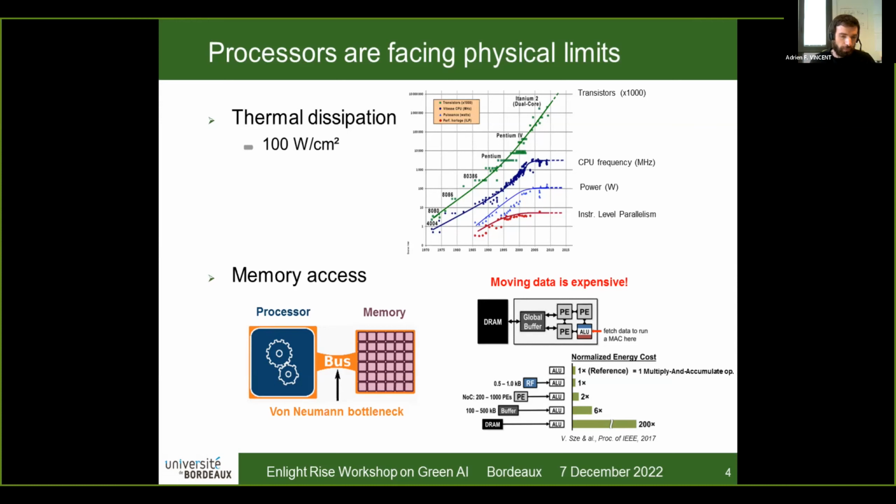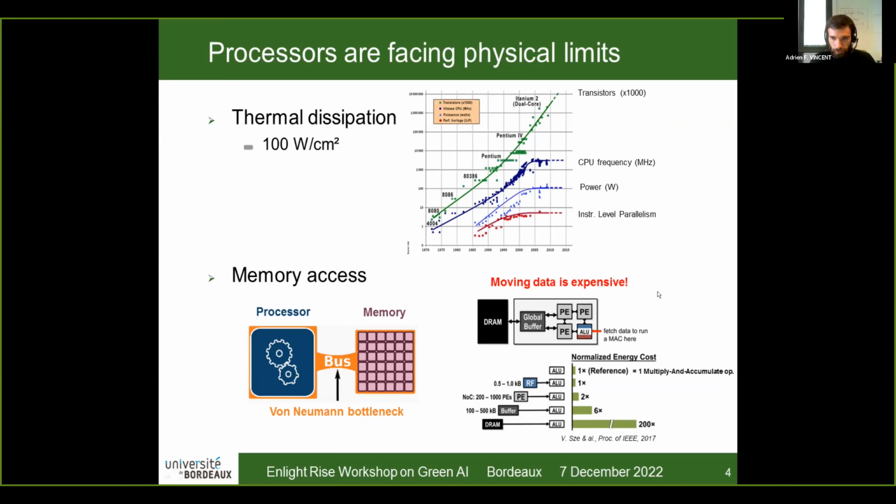Another really big issue is related to memory accesses. Conventional computers are based on what's called the von Neumann architecture, where you have the processor, which is crunching the numbers, and to get the numbers, it has to fetch them from the memory and transfer the result back into the memory through what's called a bus. Nowadays, in applications where you need to transfer a lot of data back and forth, you are facing what's called the von Neumann bottleneck. And a very important message here is that moving data is absolutely not free from the energy viewpoint.